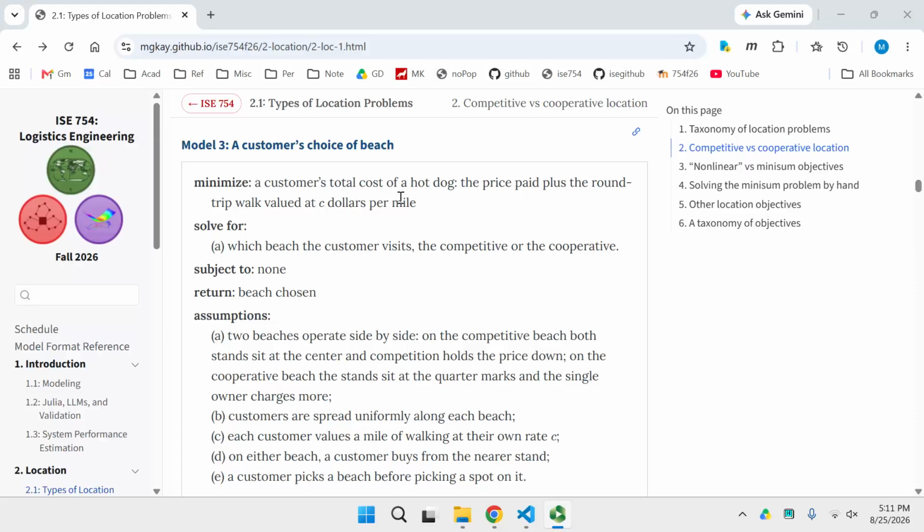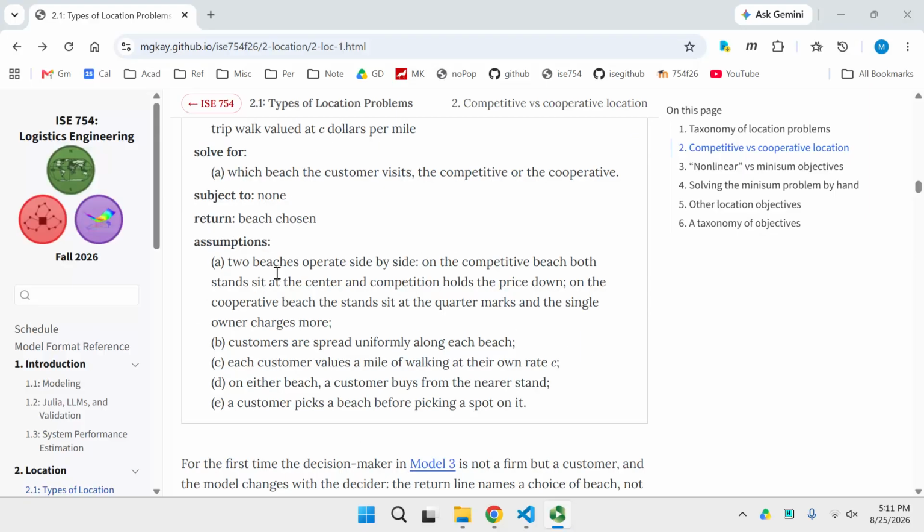So with both those factors in the objective function, then we can solve for, in terms of what the output would be, which beach the customer visits, either the competitive or the cooperative. And which beach is then going to depend on how much they value the cost of the hot dog relative to the cost of having to walk. So now we've essentially enriched our objective function to include both of those. There's still no constraints on the problem. The assumptions, though, are important here. Here we can assume the two beaches operate side by side.